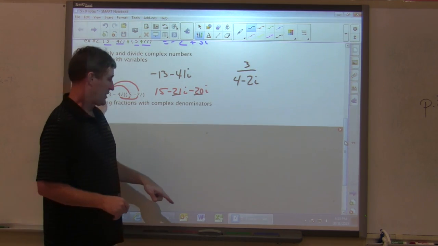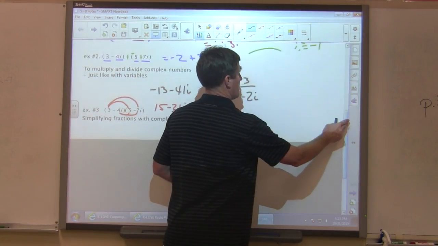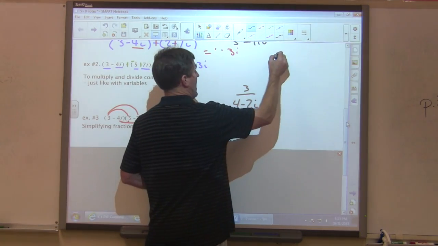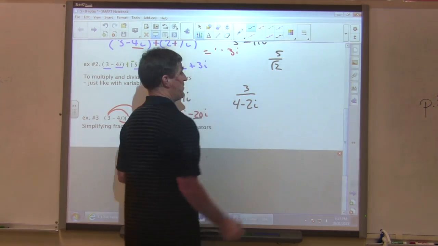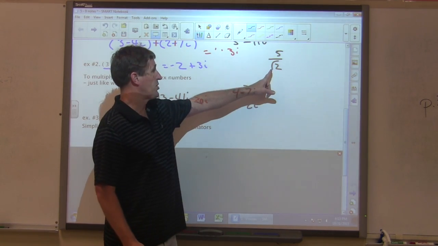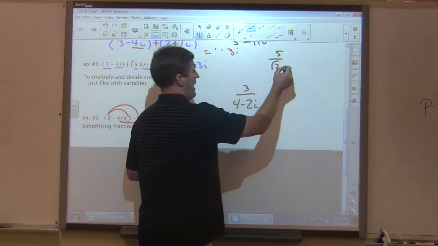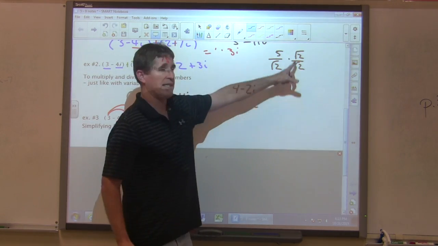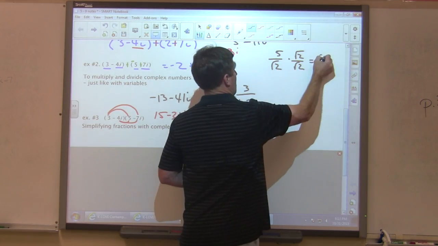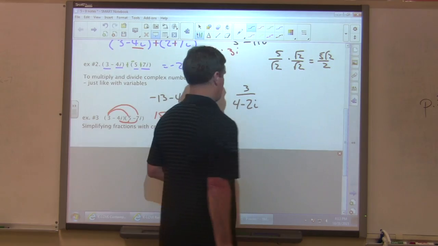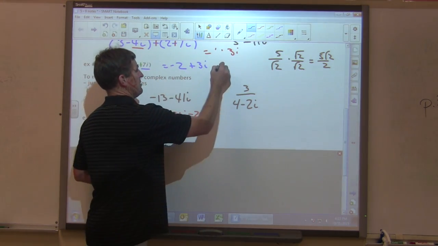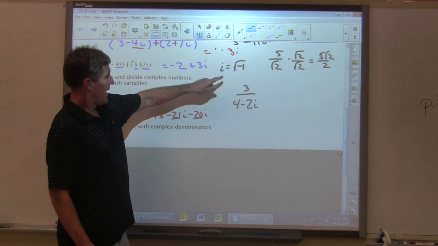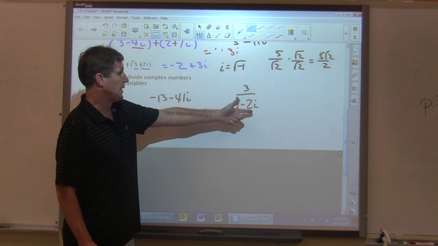If you remember back when we talked about simplifying radicals, let's say I had 5 over square root of 2. Remember, we can't leave the square root of 2 in the denominator. So to get rid of that, we multiplied by square root of 2 over square root of 2, because that's equal to 1. And we get 5 square root of 2 over 2. Well, remember, i is really the square root of negative 1. And so it's a radical, so we can't leave that down here.